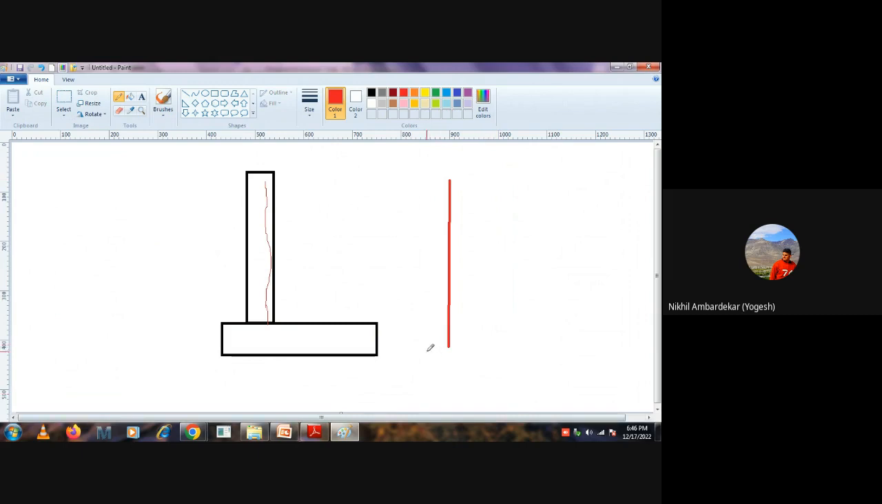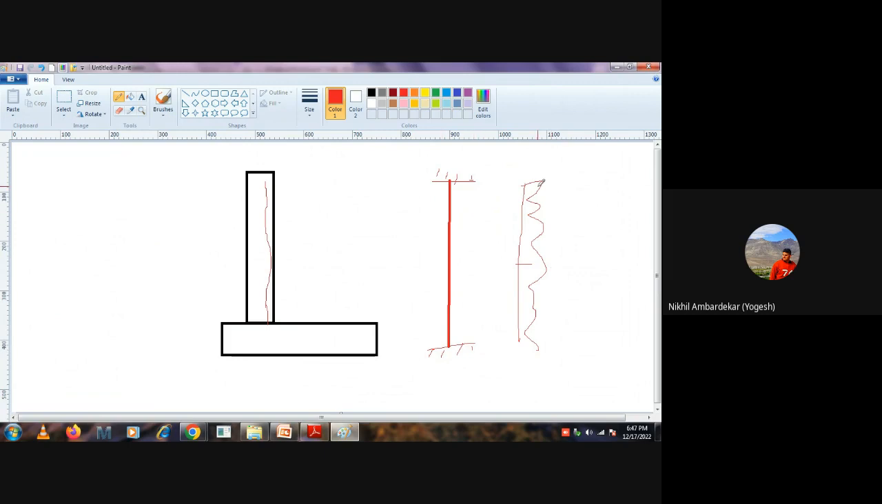So this is fixed. This is fixed, and assume you have a UDL. Okay, so what will be the bending moment pattern? How can you find the maximum bending moment? It's very simple, we have an empirical formula. The maximum bending moment will be WL square by 12.